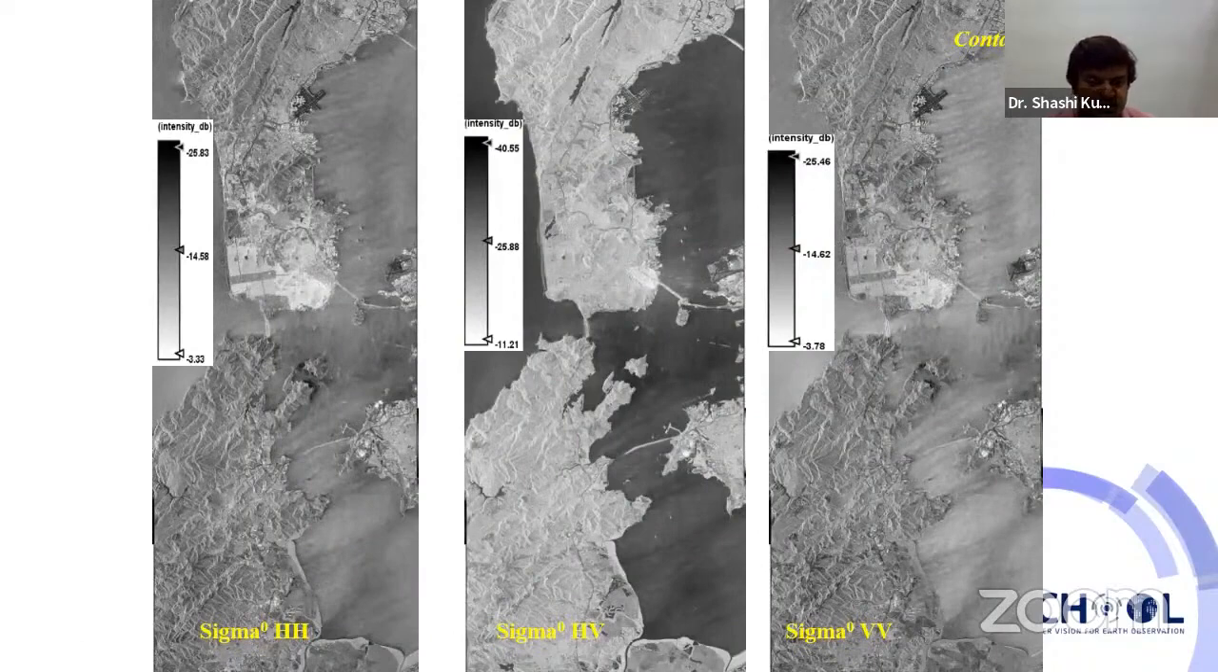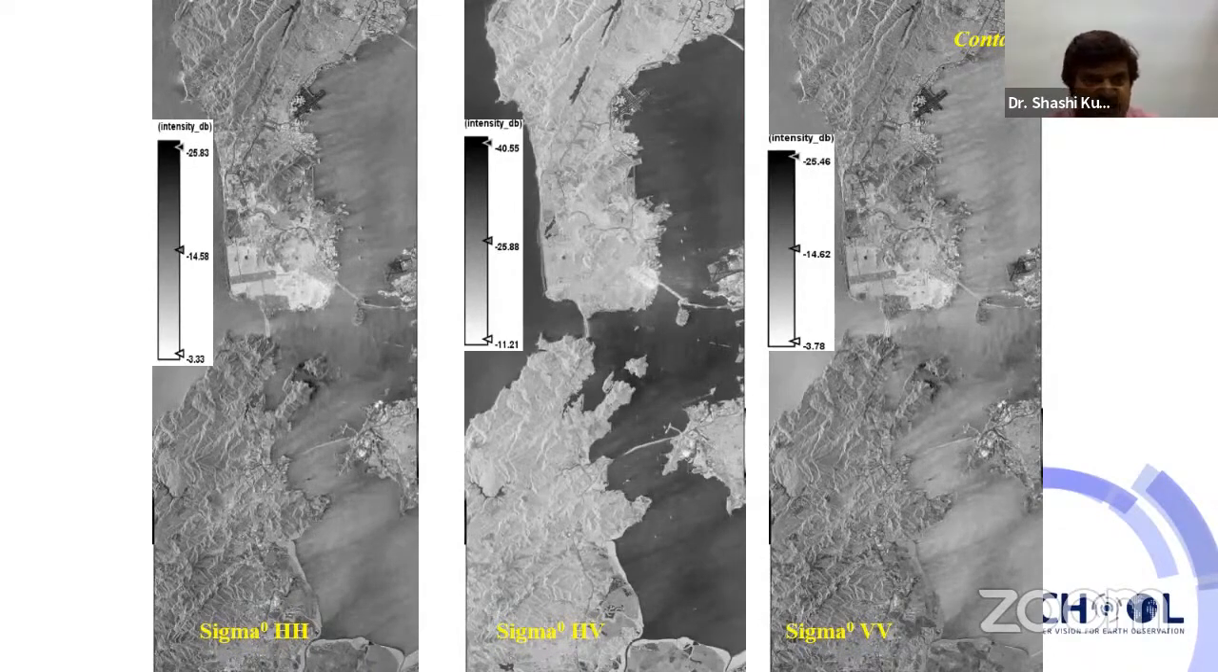Like this is the sigma naught HH, sigma naught HV, and sigma naught VV images of the RADARSAT-2 data set that was acquired over the San Francisco area. So now here you can see that the backscatter value ranges are different for the different polarimetric combinations, as well as the appearance of different targets, because different objects are going to give different sensitivity in the different polarimetric channels.